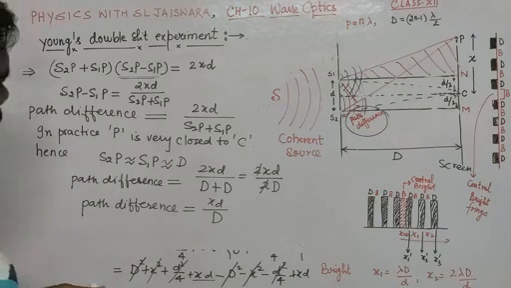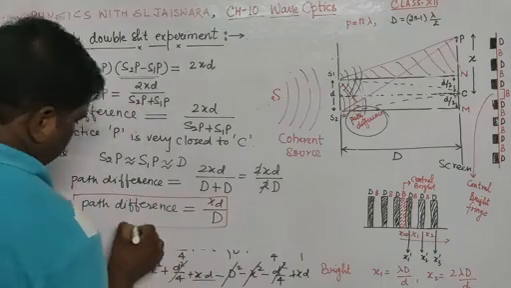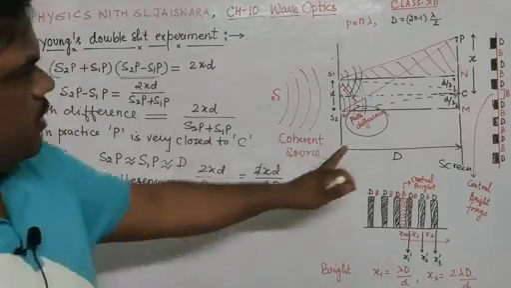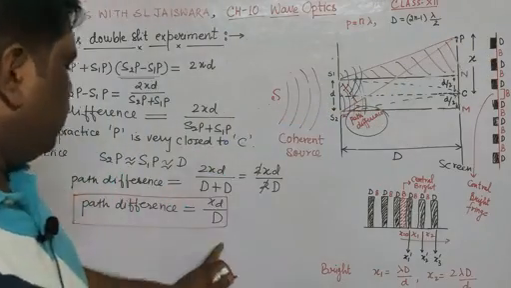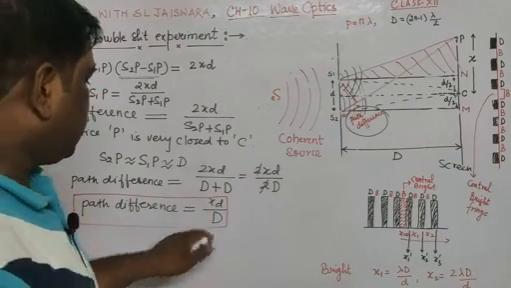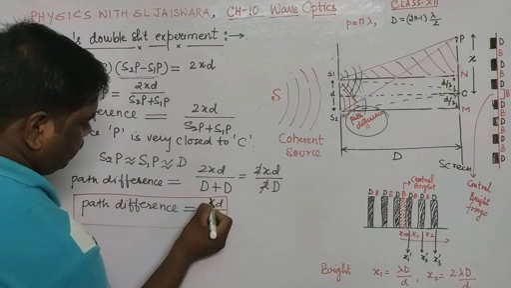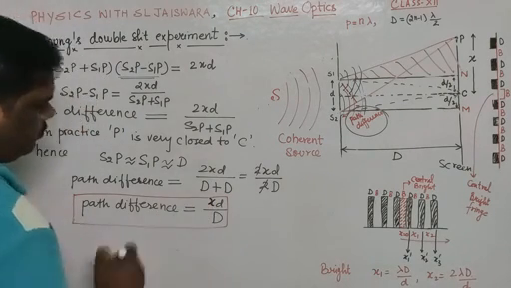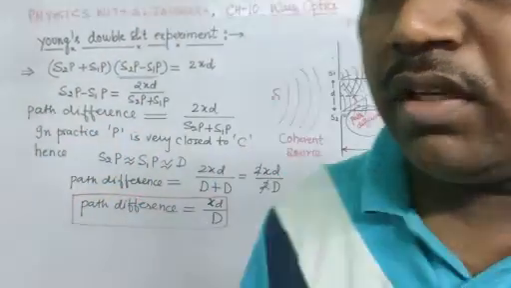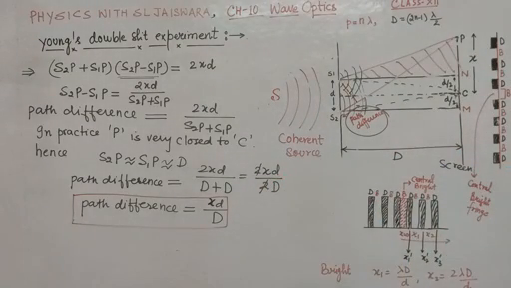This is a very versatile expression of Young's double slit experiment, that the path difference at this point is equivalent to x small d upon capital D. That you are supposed to remember. Path difference will be x small d upon capital D.